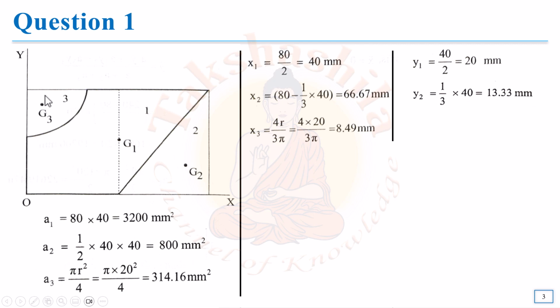So you already know the total height is 40 minus 4r by 3 pi. So they have done it like that. y3 is equal to 40 minus 4 into r, that is 20, divided by 3 pi, which will give me 31.51. Now what remains is just the substitution.